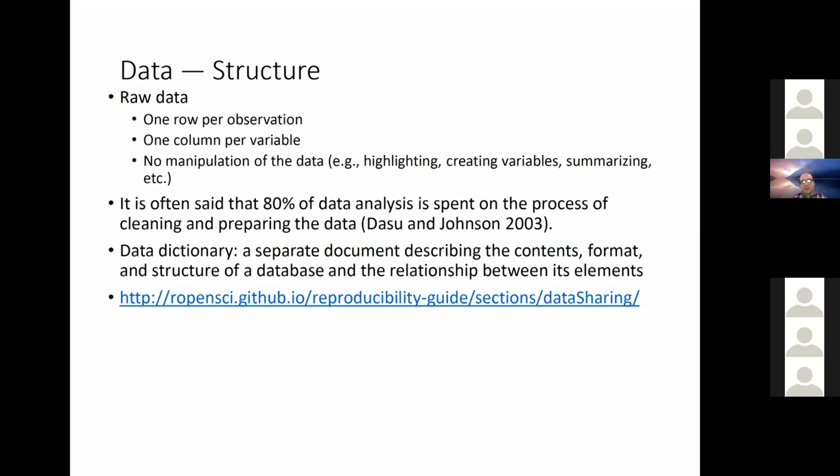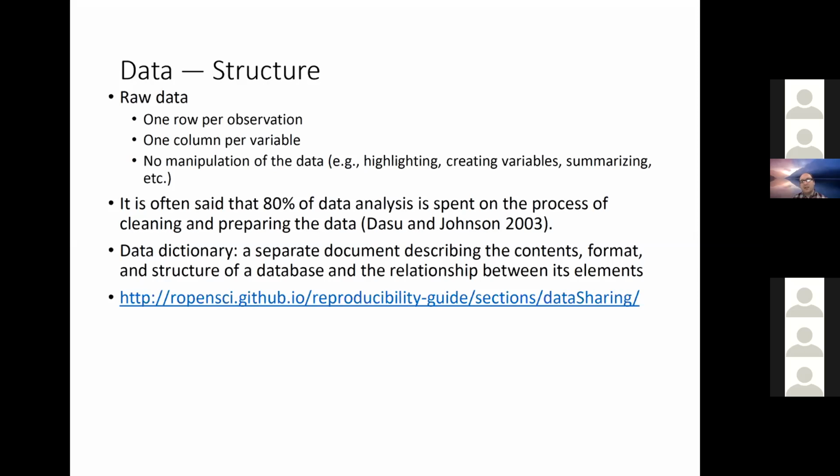So data structure, again, this is probably less important to you as the clinical researcher, more important to us on the data and analysis side. But I think it's always good to consider what the data is going to look like. So typically, data is in a rectangular format where we have one row per observation and one column per variable. So if you're sharing data with us, then that's the form we would need it in.